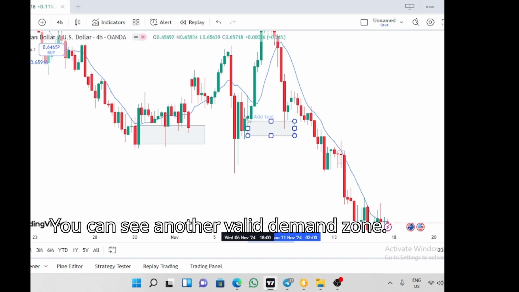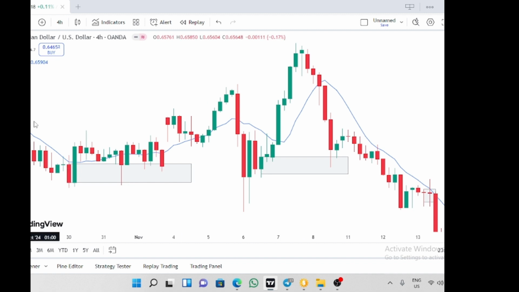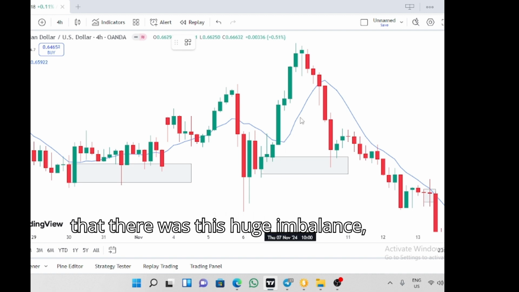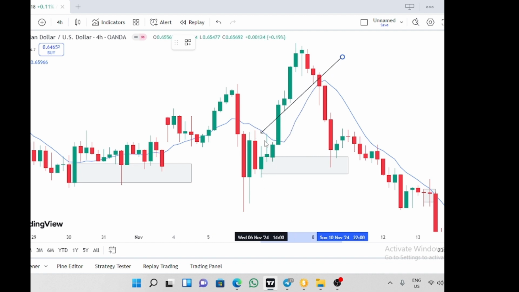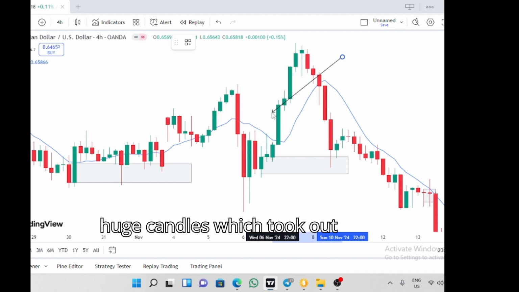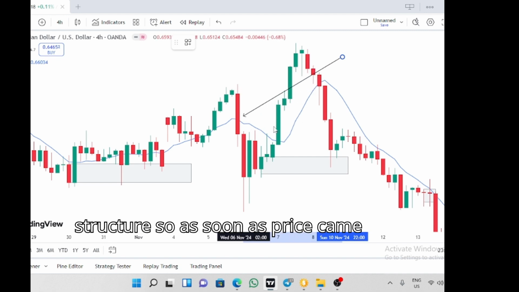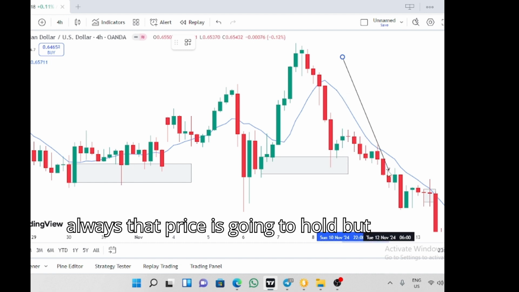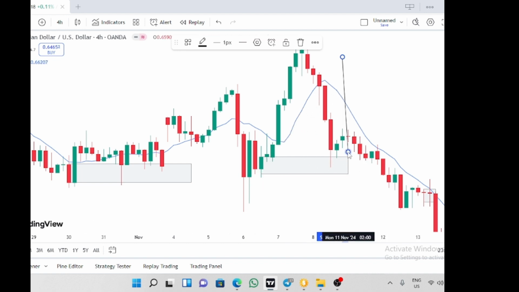You can see another valid demand zone. Why is it valid? Because you can see that there was this huge imbalance of 1, 2, 3, 4, 5, 6 huge candles, which took out this structure right here. It broke this structure. So as soon as price came back, there was this little hiccup here, but it's not always that price is going to hold. But this is also considered as a demand zone.